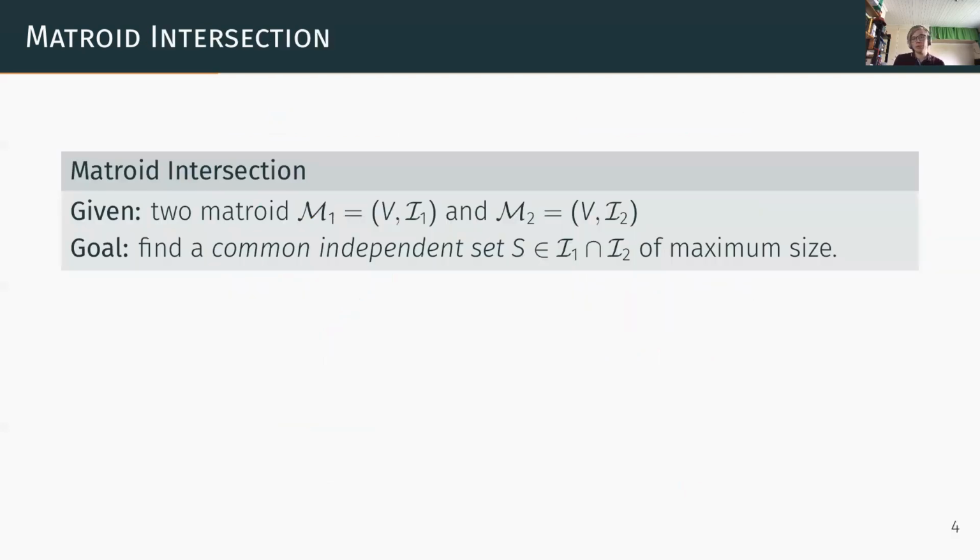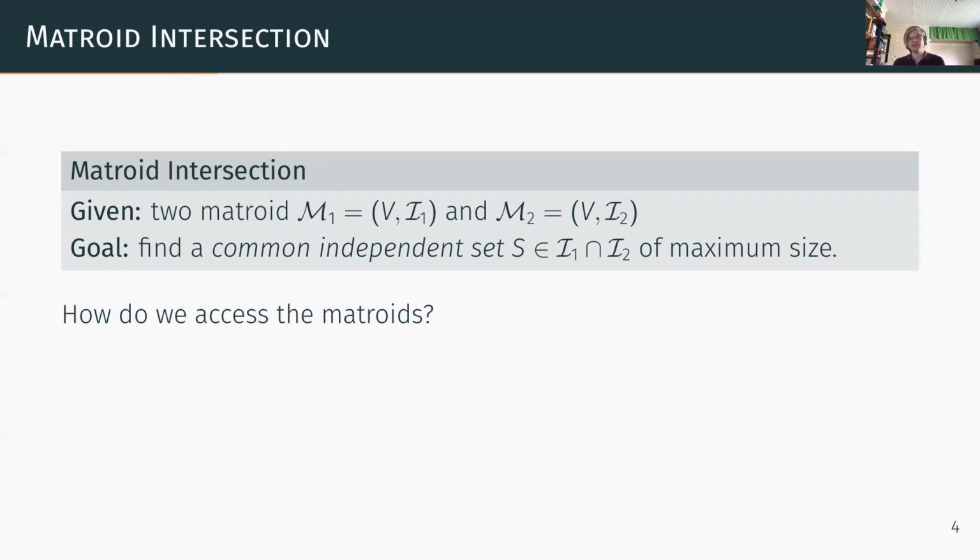The specific problem we have solved is that of matroid intersection, where we are given two matroids on the same set of elements, but with two different notions of independence. And the goal is to find some common independent set, that is, some set which is independent in both of the matroids at the same time, and we want the set to be of maximum size.